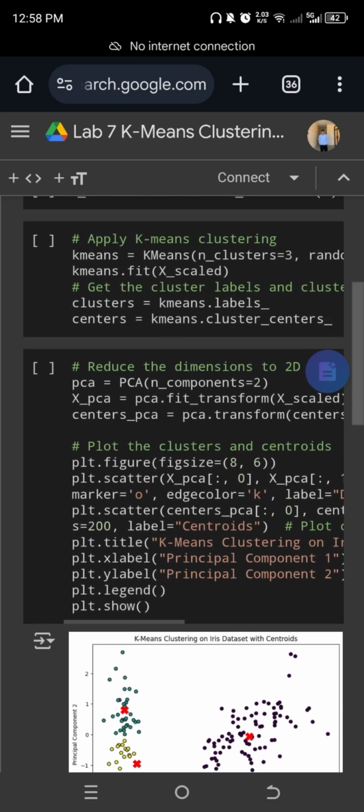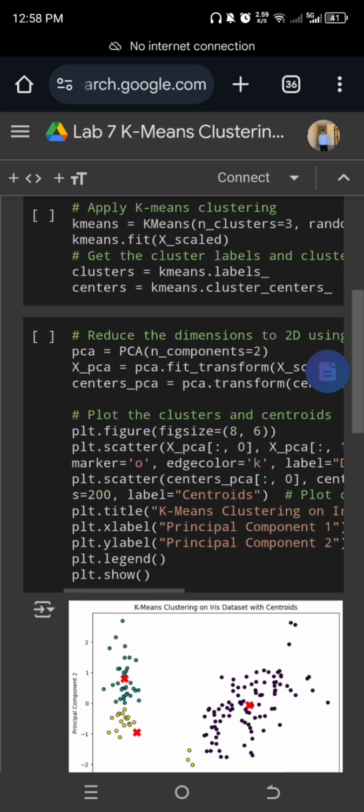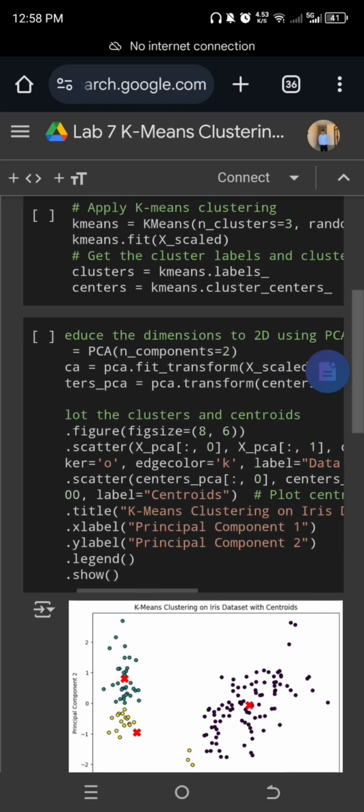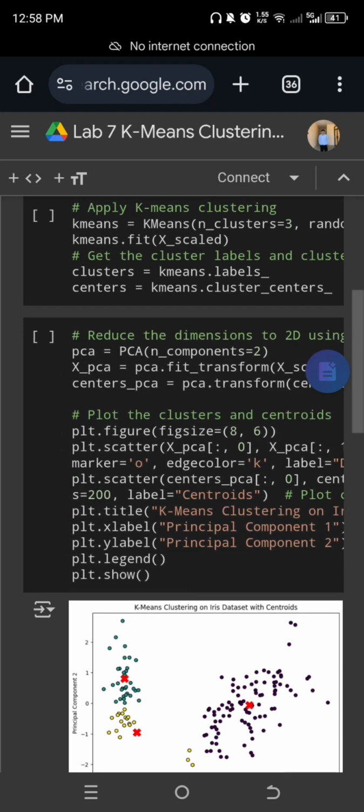And the next one is dimensionality reduction, or PCA. PCA reduces the four-dimensional data to two principal components for visualization, and the centers PCA projects the three cluster centers to the same 2D space.